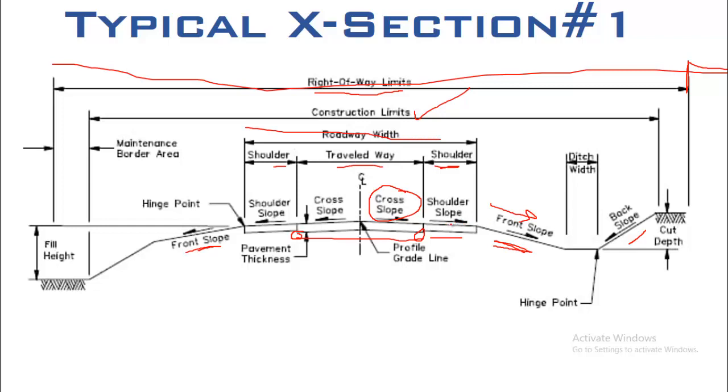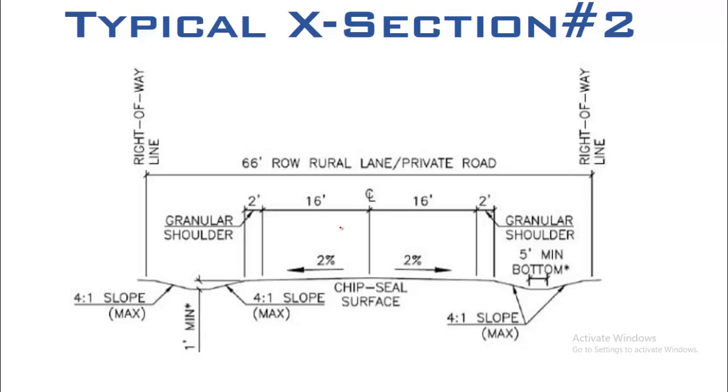And a shoulder slope is also provided. The slope of the shoulder is a bit higher than the slope of the carriageway. So these are a few important points to discuss in a road cross section.